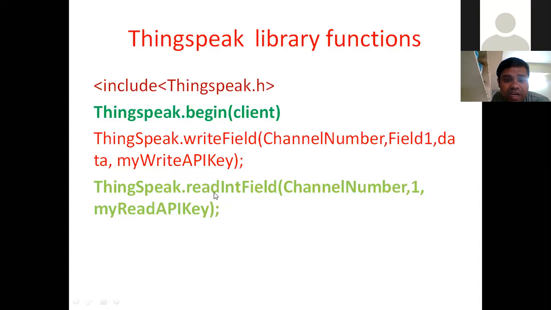Next, to read the data from the field, we also require the channel number, the field from which we want to read it, and the read API key.